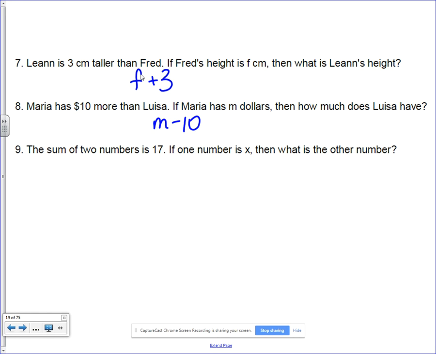Okay, so let's do this problem now. The sum of 2 numbers is 17. One of the numbers is x. What's the other number? 17 minus x. Perfect. That's what you did with the 21, right? Yeah, good. How we doing, folks?